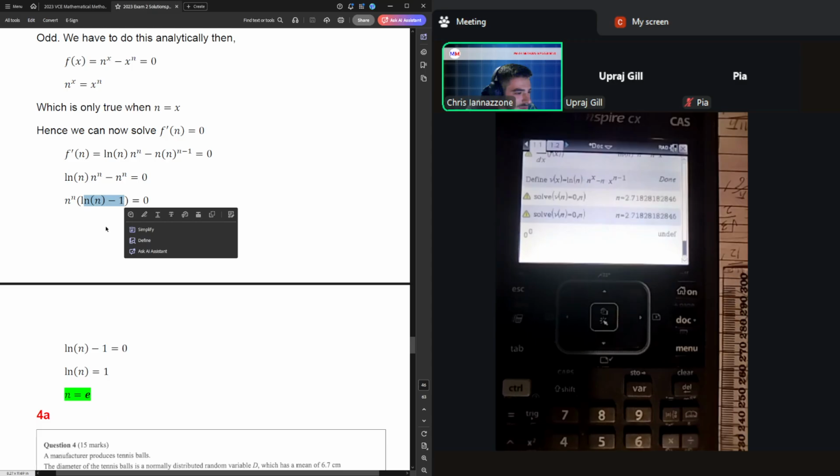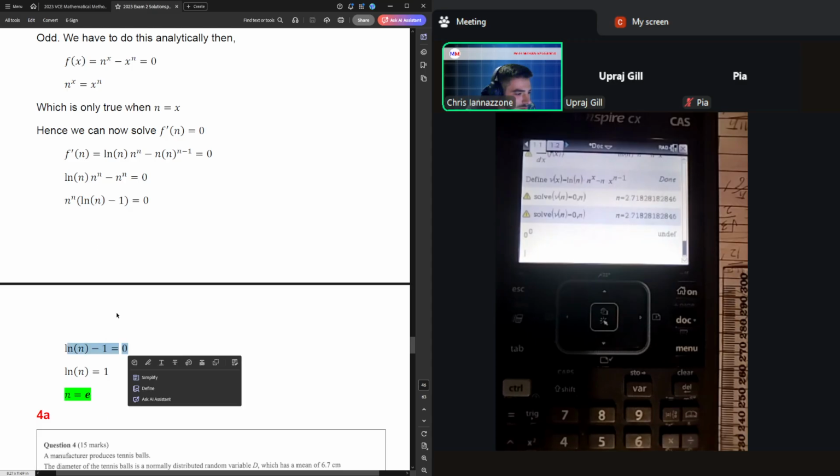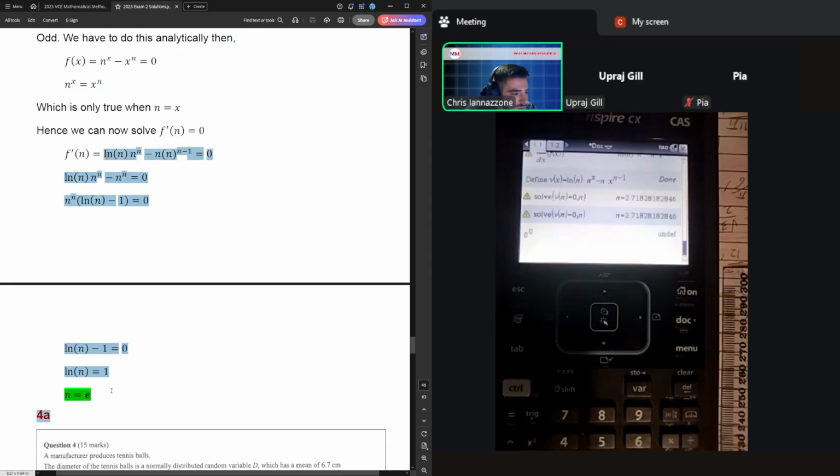And so the only other option is natural log of n minus 1 is equal to 0. And then that's not nearly as bad to solve. Natural log of n equals 1. Rearrange. n equals e. I don't know why the CAS had problems with this. This doesn't seem like it should be hard for it to do, but apparently it is. Yeah, I don't know. It just sort of failed a bit.